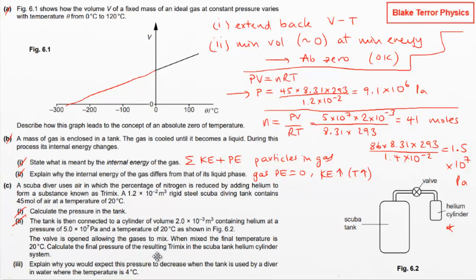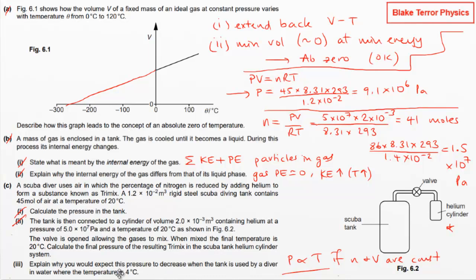Explain why you would expect this pressure to decrease when the tank is used by a diver in water where the temperature is 4 degrees C. Well, we can say pressure is proportional to temperature if N and V are constant. So we can just go straight in for one of our gas laws and say that.